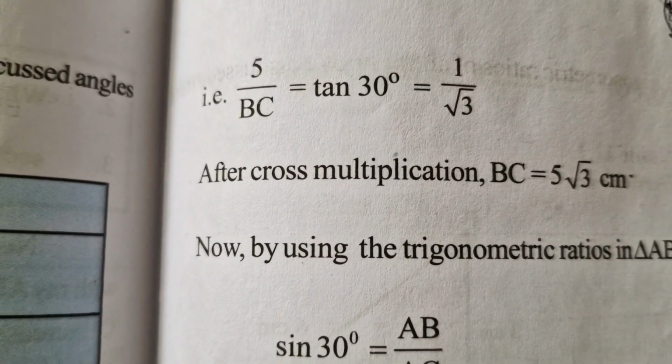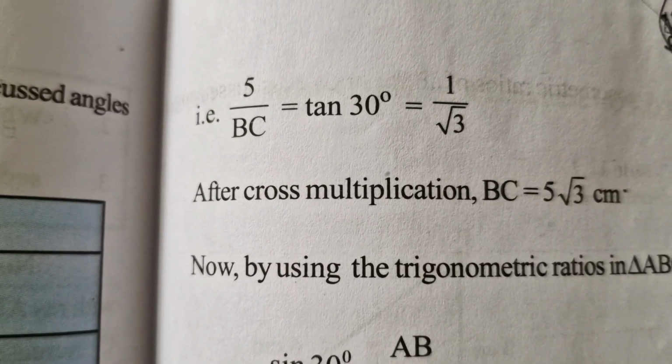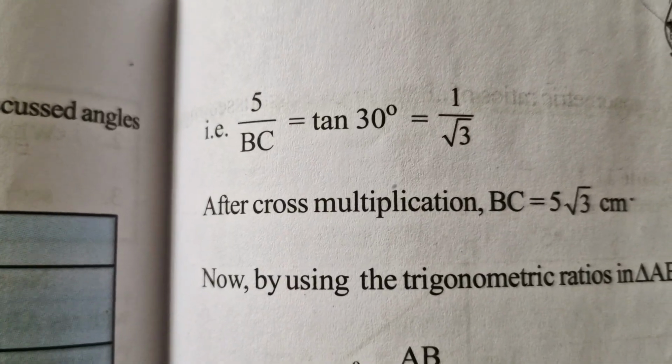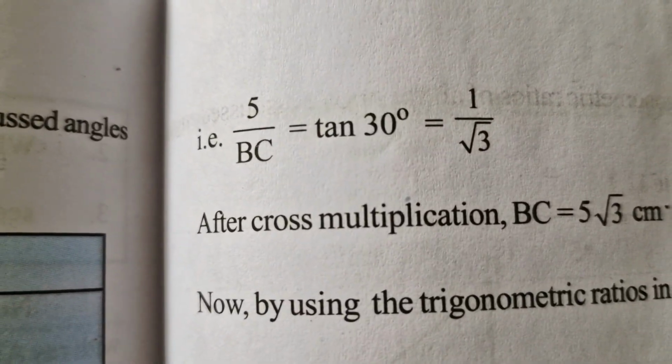So tan theta, here they have given the value of angle C as 30. So tan C is equal to tan 30. So 5 by BC is equal to tan 30. What is the value of tan 30?